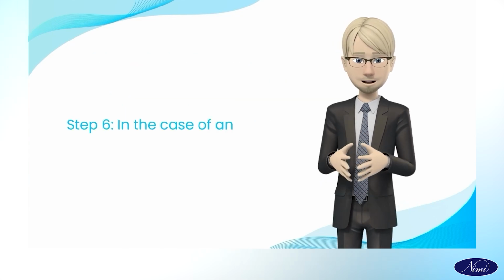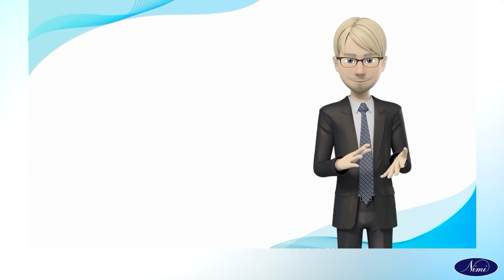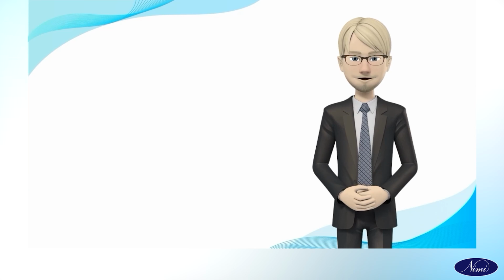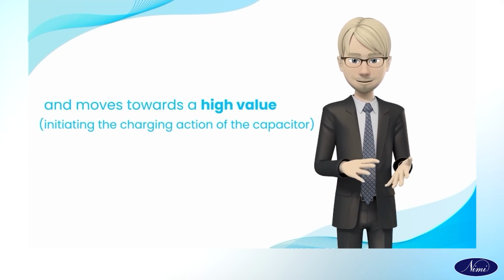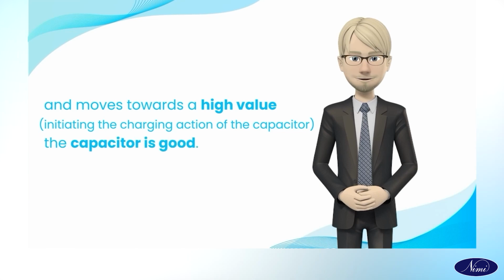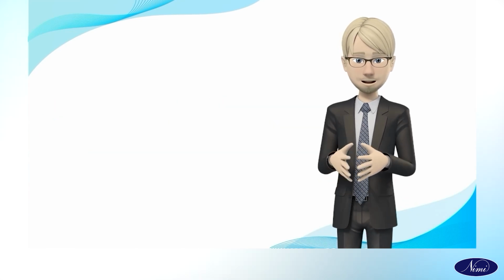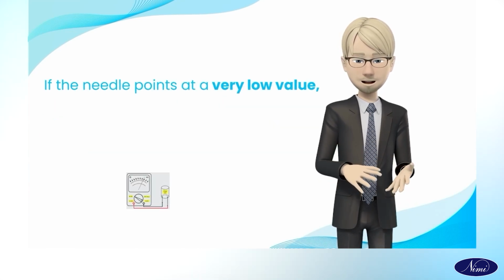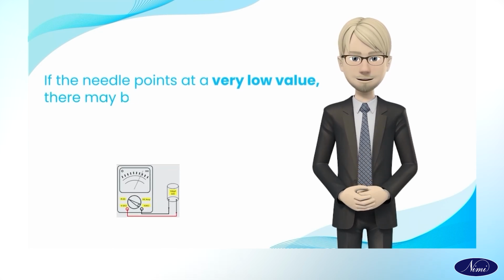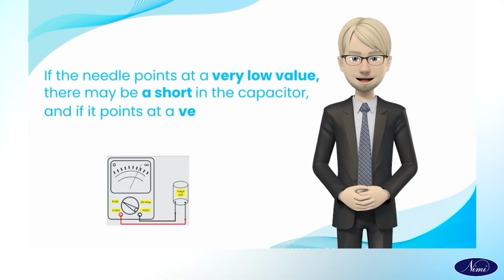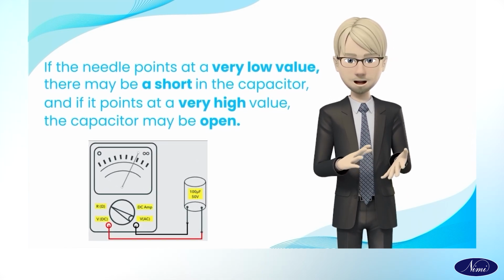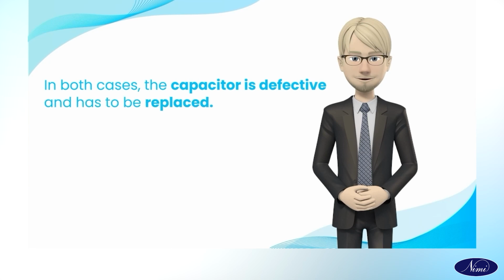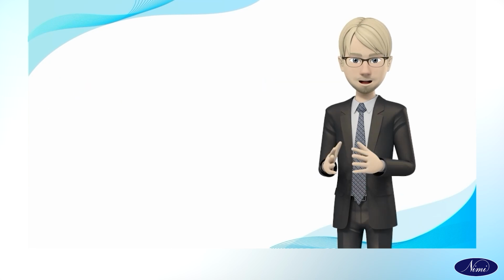Step 6. In the case of an analog multimeter, if the needle points at a very low value and moves towards a high value, indicating the charging action, the capacitor is good. If the needle points at a very low value, there may be a short in the capacitor, and if it points at a very high value, the capacitor may be open. In both cases, the capacitor is defective and has to be replaced.